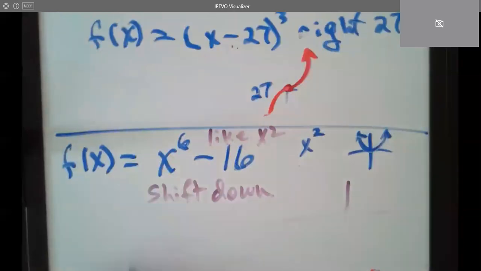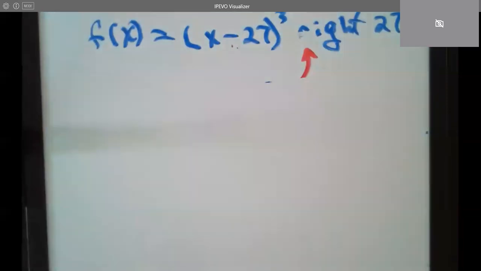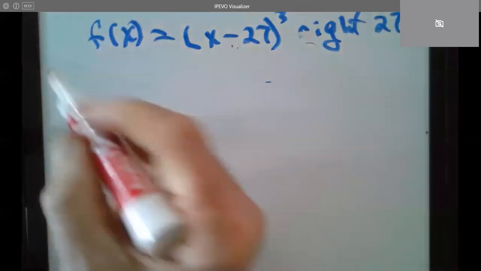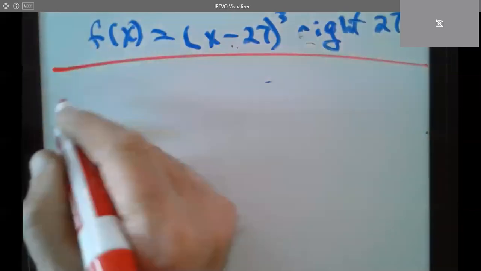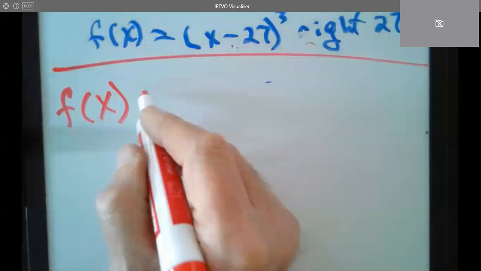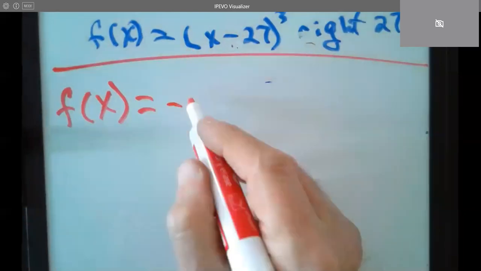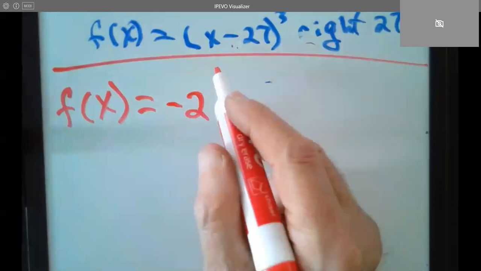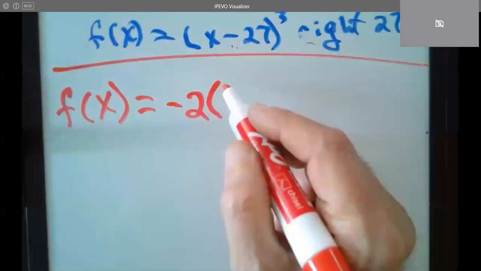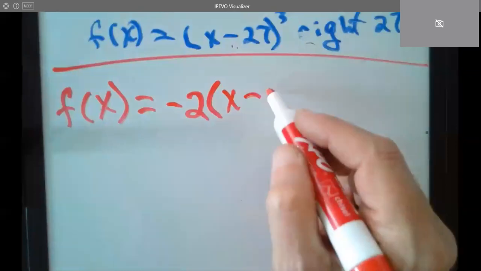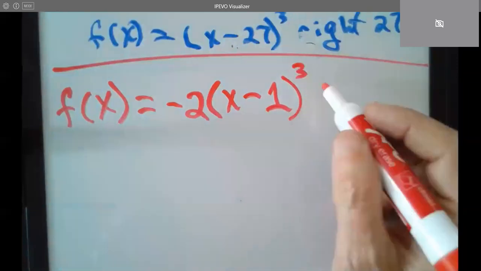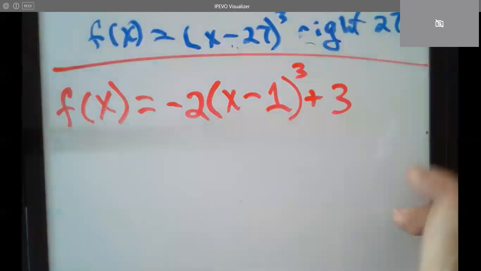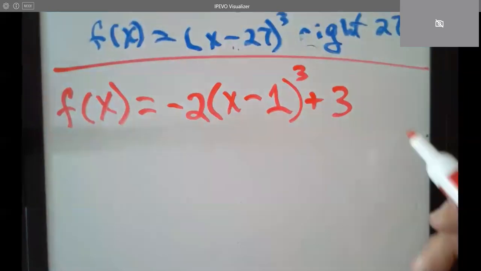I'm going to leave this up here just in case we need to refer back to it. All right, next slide. f of x is equal to -2 times (x minus 1) cubed plus 3. So the first thing you always want to do is get the end behavior down.